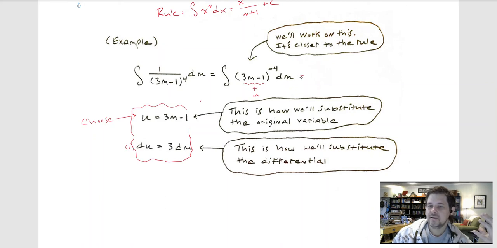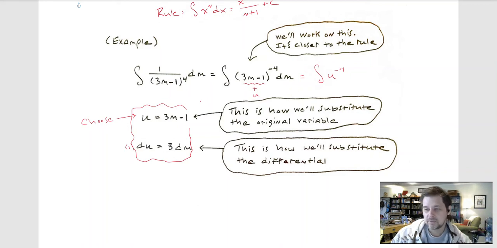If I were to apply my substitution in this step right here, then here's what it would look like. For 3m minus 1, I'll put u in. Okay, good. Now I need to substitute the differential. See how it says dm right there? And here this says 3dm. Notice how this doesn't perfectly substitute.